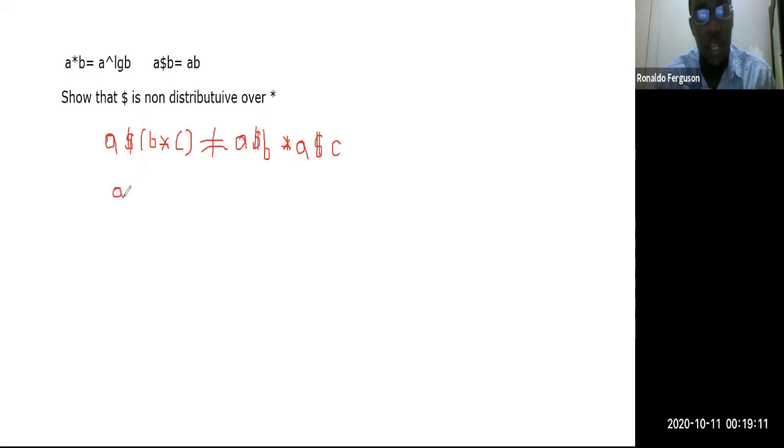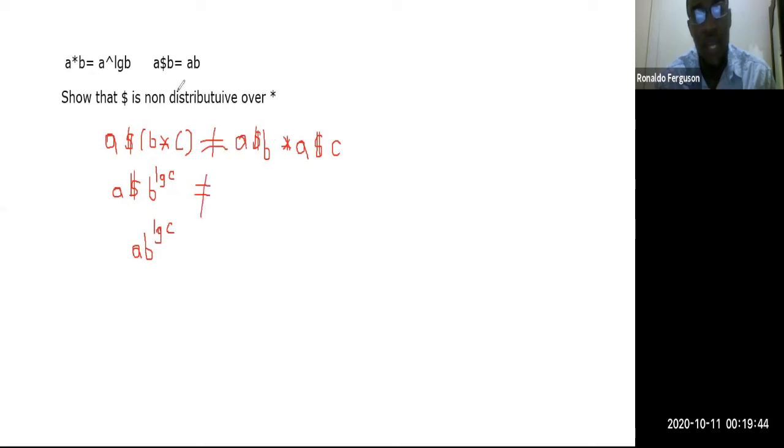out to then be A dollar sign. Now B star C is going to work out to be B raised to the log C. This part is B raised to the log of C. Now A dollar sign B raised to the log of C is just A times B to the log of C. That's what we have.